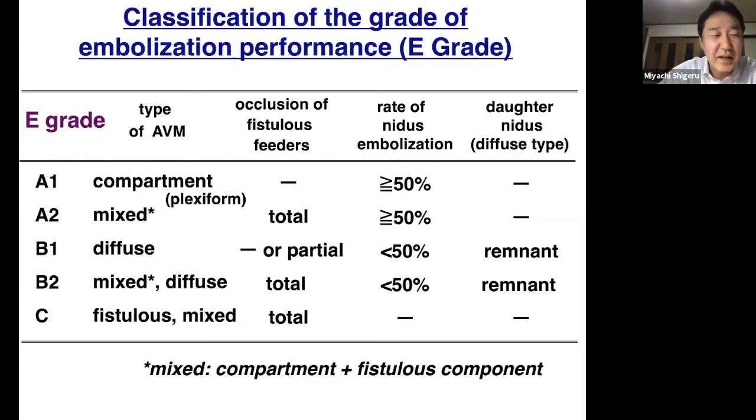This is very complicated, so to understand it easily: A1 is a good embolization, meaning more than 50% of the nidus is embolized. Grade C is not so good, with only the fetal occlusion. So the grades are A1, A2, B1, B2, and C.